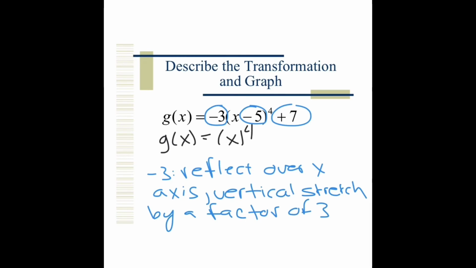Okay, for the -5, that's going to be our horizontal shift. And we just want to say which way it's going to go. Since it's -5, we're going to end up going to the right 5. And then for our +7, that's going to be your vertical shift. Since it's a +7, we're going to be going up 7.